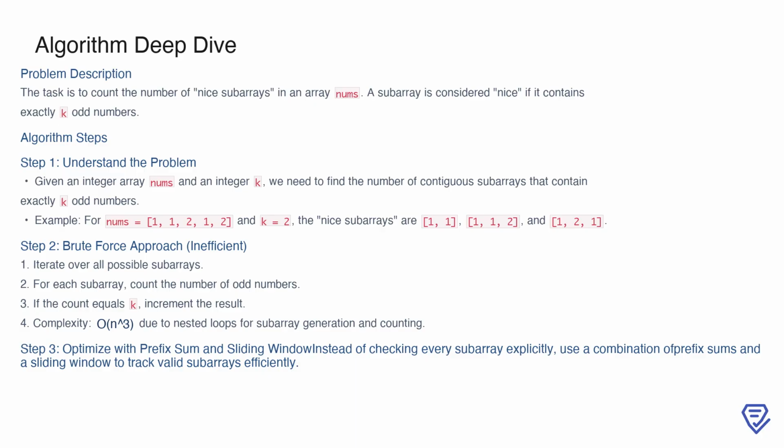To solve this, we could start with a brute force approach. This would involve iterating over all possible subarrays, counting the odd numbers in each subarray, and checking if the count equals k. If it does, we increment the result. However, this method is inefficient, with a time complexity of O(n) cubed, due to the nested loops required to generate subarrays and count their odd numbers.